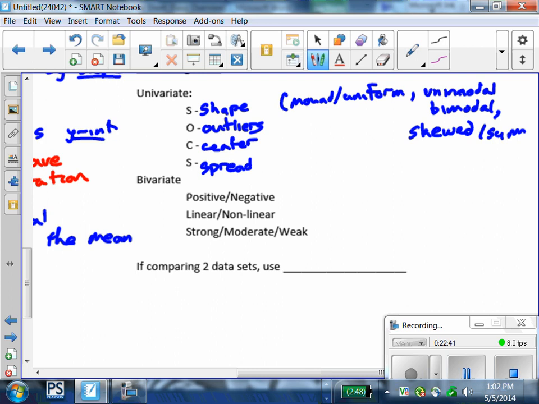Remember, skewed left would mean most of the data is to the right. And then skewed right means most of the data to the left. So this is skewed left. And this is skewed right.